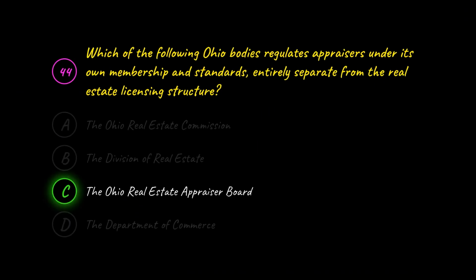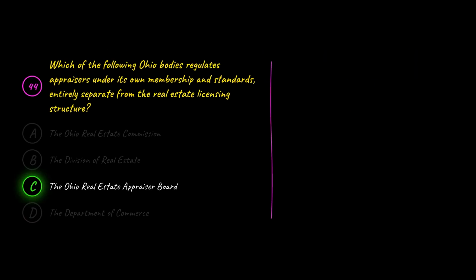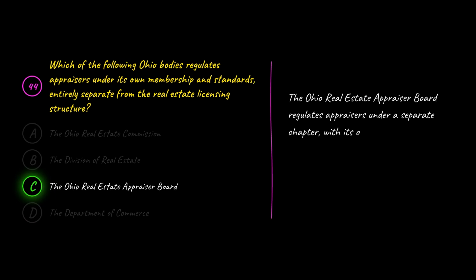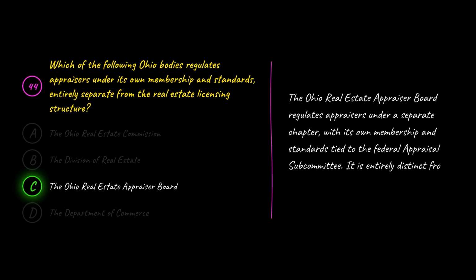The correct answer is C. The Ohio Real Estate Appraiser Board. C is correct because the Ohio Real Estate Appraiser Board regulates appraisers under a separate chapter, with its own membership and standards tied to the Federal Appraisal Subcommittee. It is entirely distinct from the Commission's authority over brokers and salespersons.